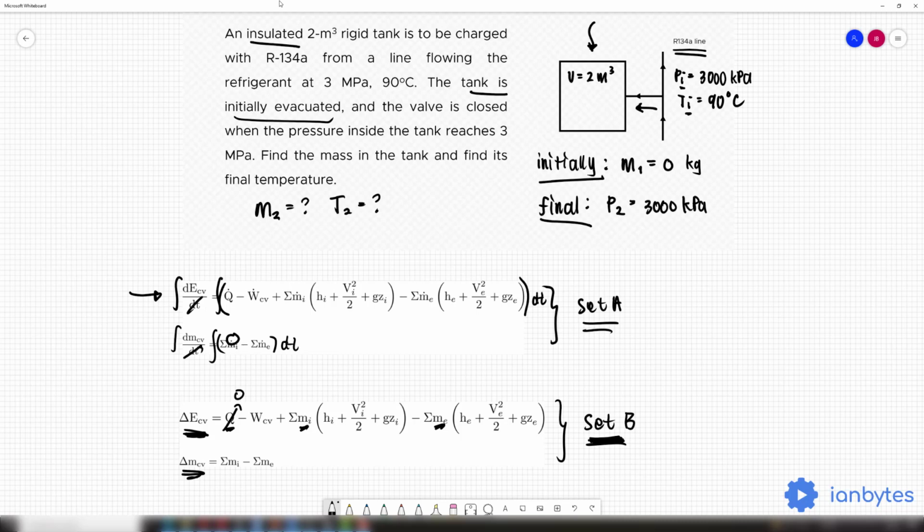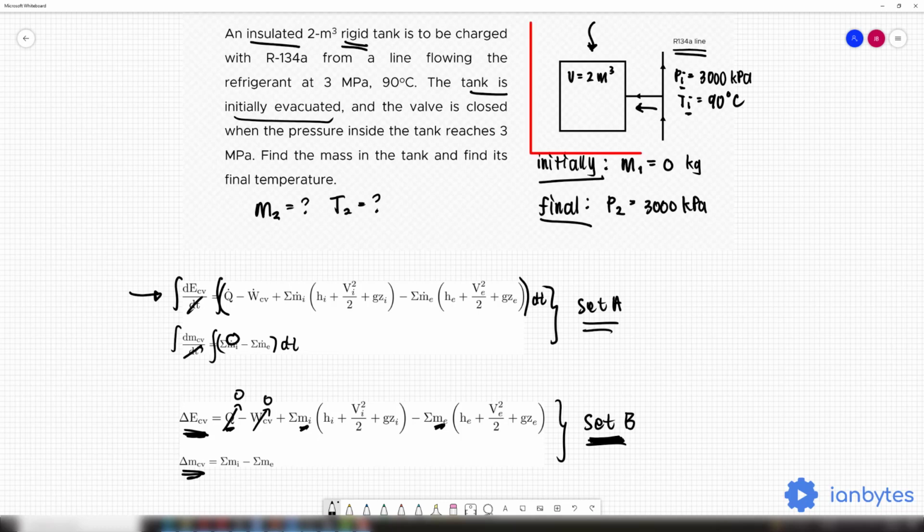Also, according to our problem, we are using a rigid tank, which means that boundary work is just equal to 0. Now, since boundary work is 0 and wala namang ibang types of work na associated with the system, wala namang electrical work or whatsoever work that is being added or being released by the system, we can just say that WCV is just equal to 0.